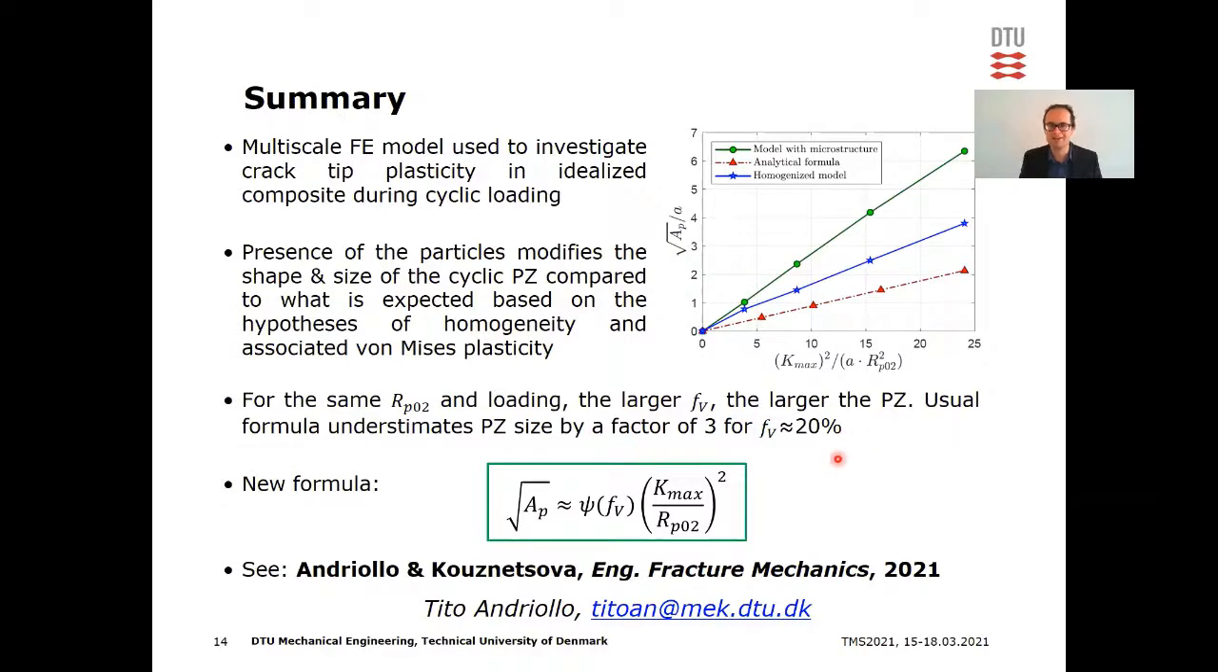This is something that the standard formula cannot account for, and because of that, it can underestimate the size of the plastic zone by as much as a factor of 3 when the particle volume fraction is 20%, which can really be a lot, actually. So to compensate for this, we propose a new formula that is here, and I didn't have the time to show that to you, but it turns out that this formula is also robust to minor particle deviations from the spherical shape. So the main advantage of this formula, as I mentioned before, is that it can account for the effect of the particle volume fraction on the size of the plastic zone.